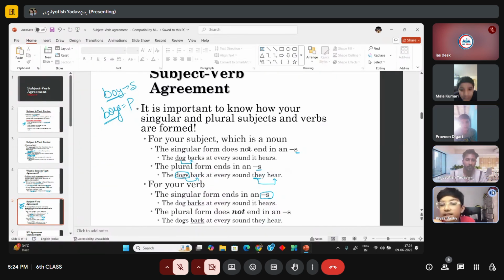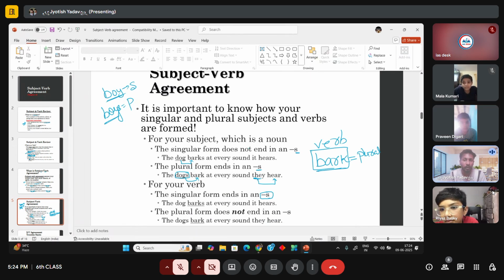If I am telling you here, see, dog, it is singular for the subject. For the verb it is plural. This thing you have to keep in mind. For the verb, the logic will be opposite regarding the subjects. So for the verb it is plural, whereas if I am telling here it is barks, then in terms of verb, it is singular. Are you getting my point?